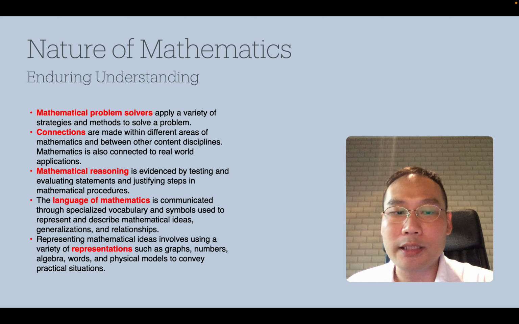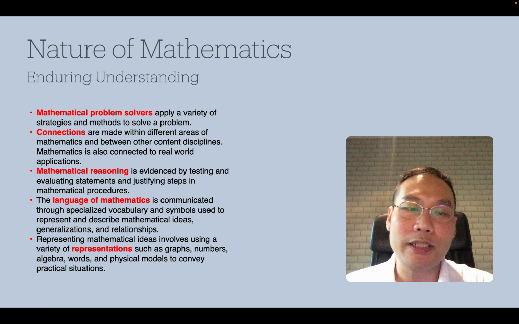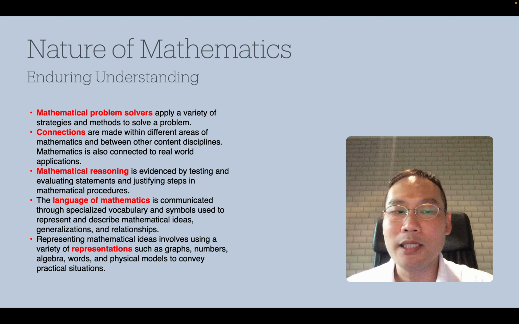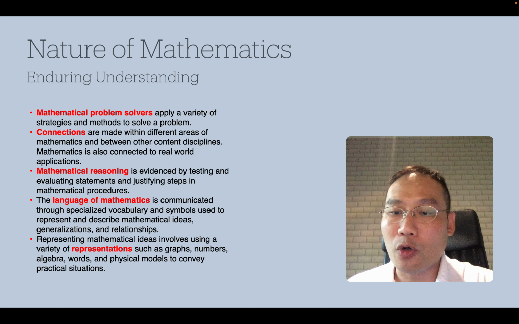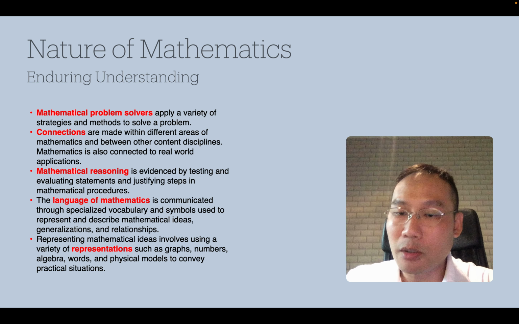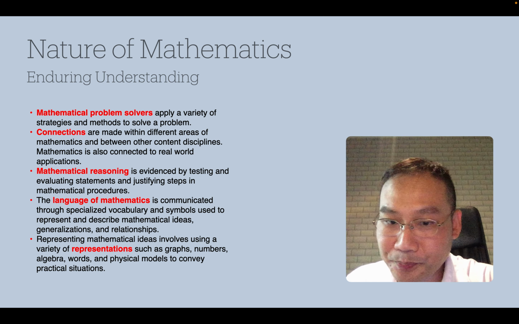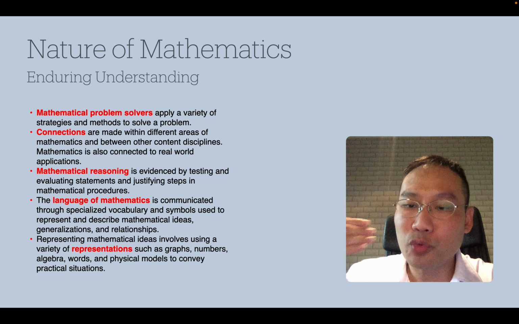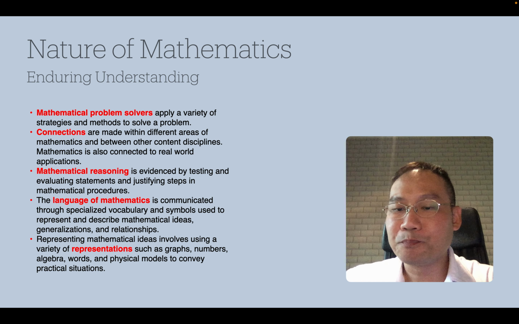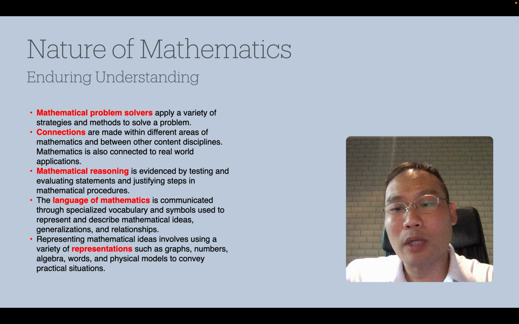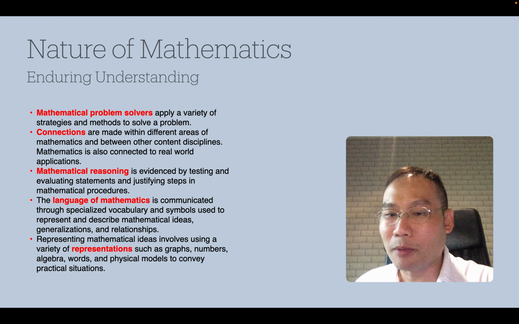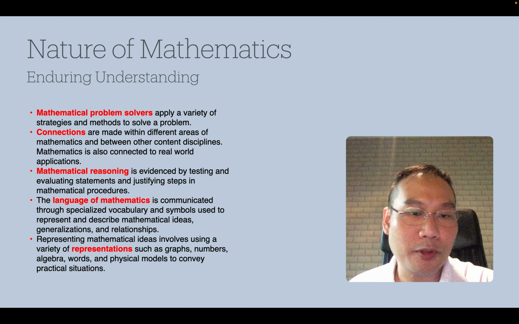Mathematical reasoning is evident by testing and evaluating statements and justifying steps in a mathematical process. So that one comes down to our communication of ideas. When we communicate ideas, it has to be reasonable, right? So we need to be able to reason out why a certain property leads to other properties, leads to the next property, leads to the conclusion, for example.